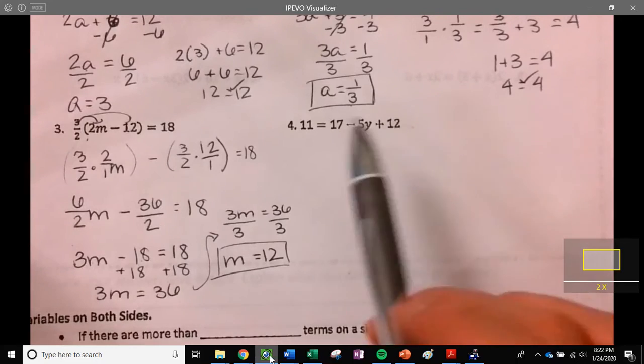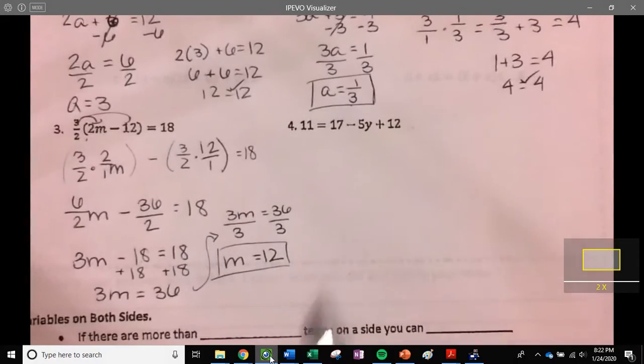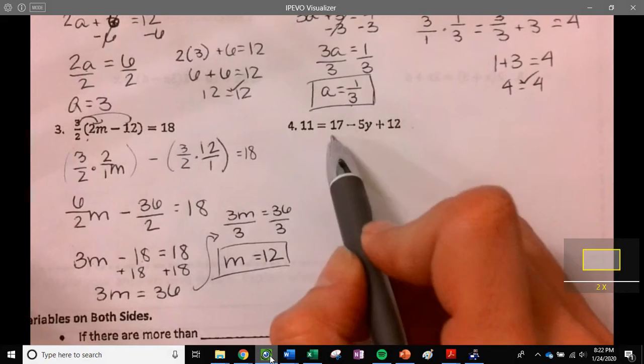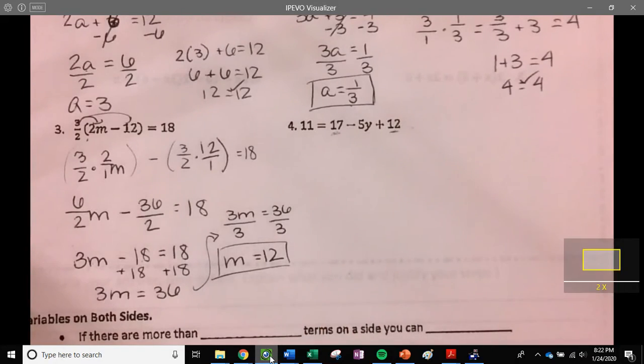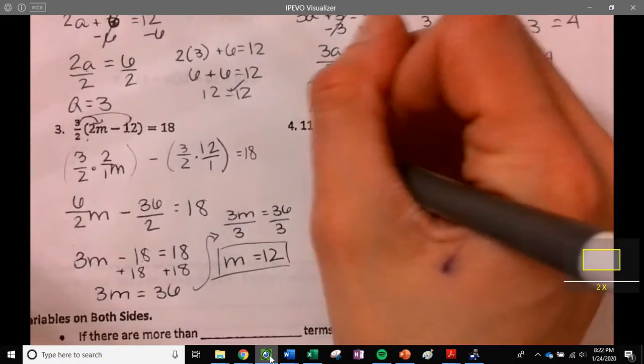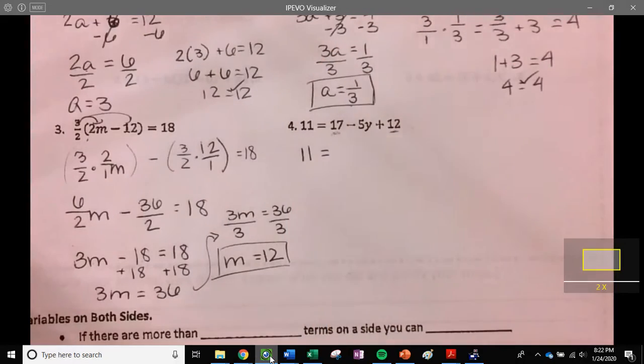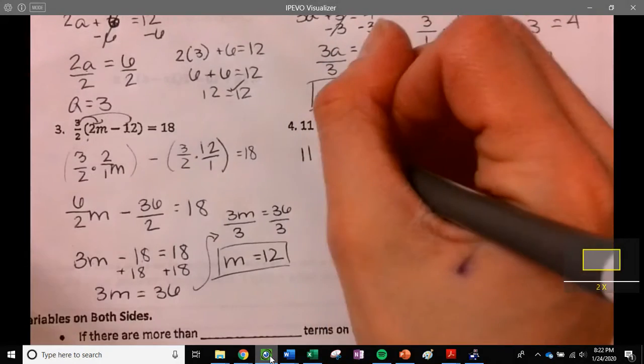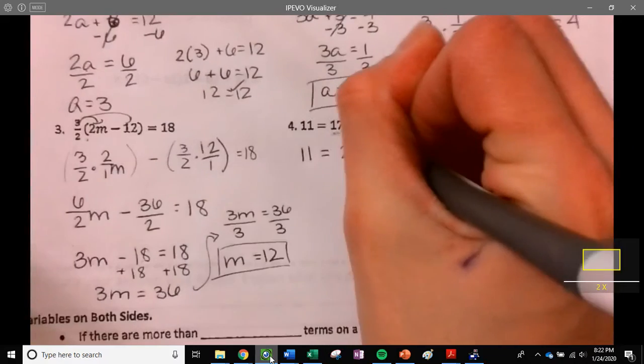Okay, last but not least, 11 equals 17 minus 5y plus 12. I've got two like terms here. These are both constants, so I can go ahead and combine them. 11 equals 17 plus 12, which is 29, minus 5y.